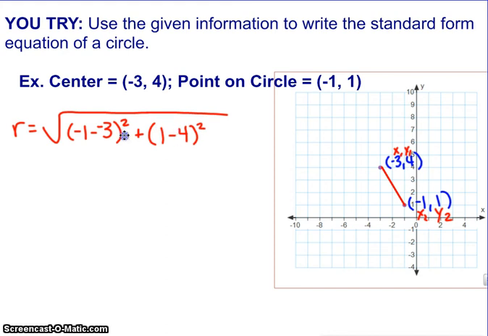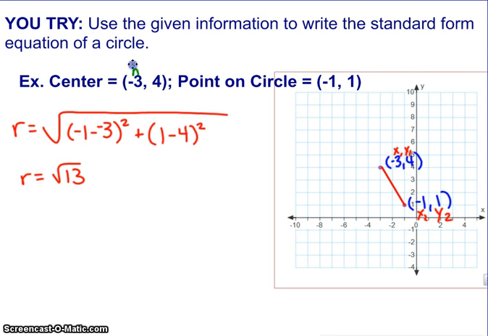Now you could have flip-flopped this. You could have said -3 minus -1 and 4 minus 1. It'll still work out the same way as long as you have correctly identified point 1 and point 2. So r is going to be equal to the square root of 13. We can't simplify the square root of 13, so we'll leave it alone.